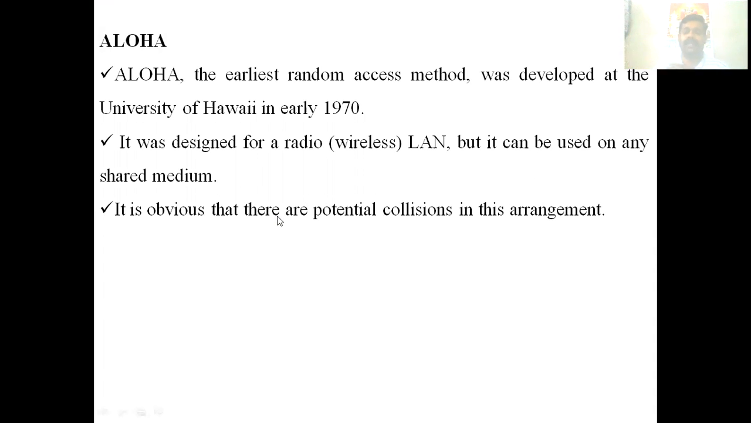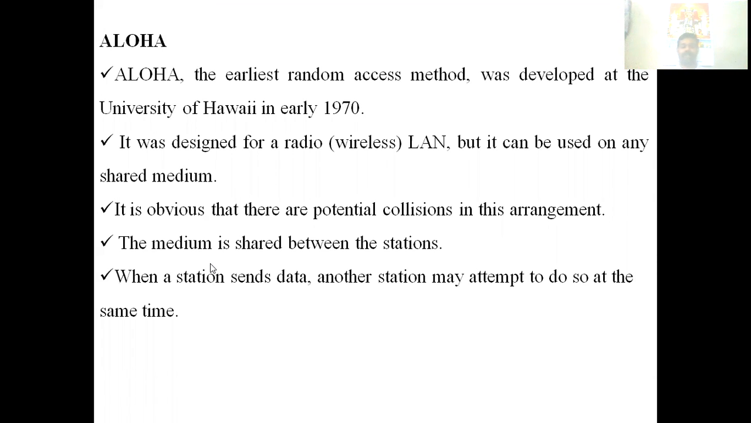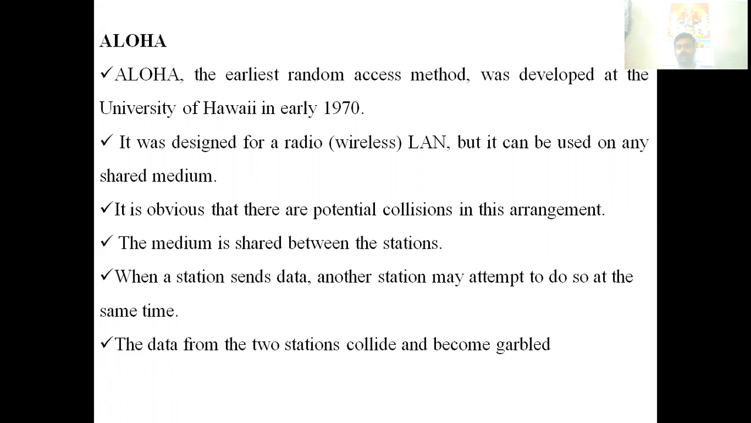So in this method, there are potential collisions. There will be a collision during the transmission. Why? Because the medium is shared among the stations. When a station sends data, another station may attempt to do the same at the same time. So there is a possibility of collision, and the data from the two stations will collide and become garbled.